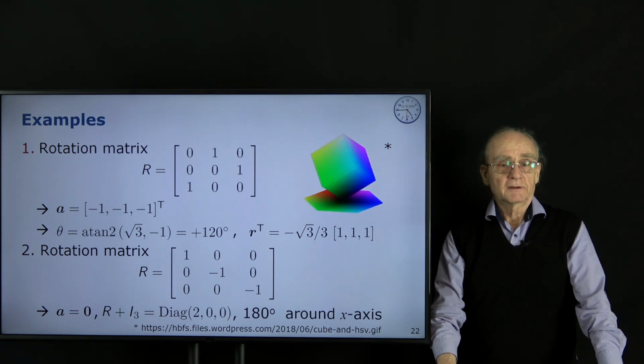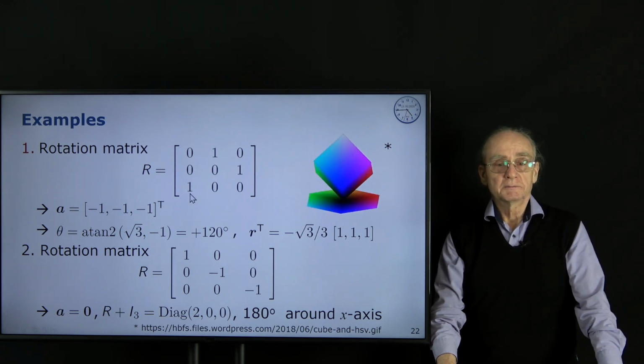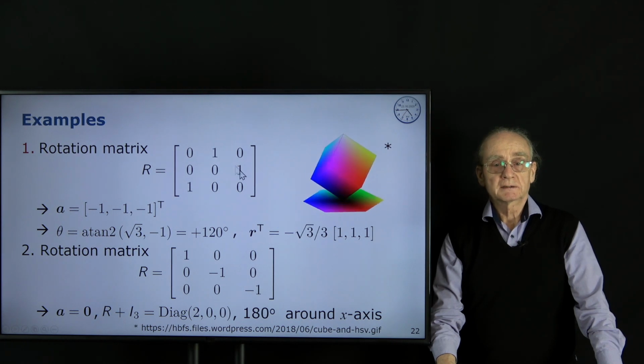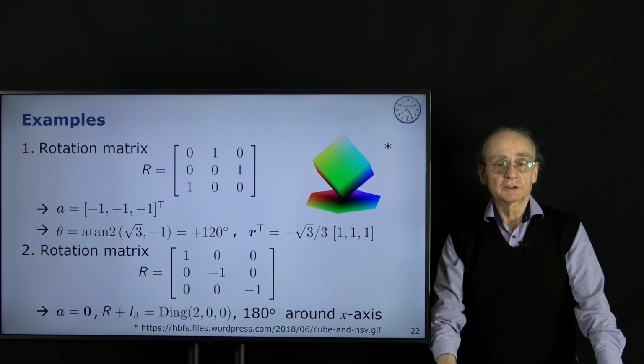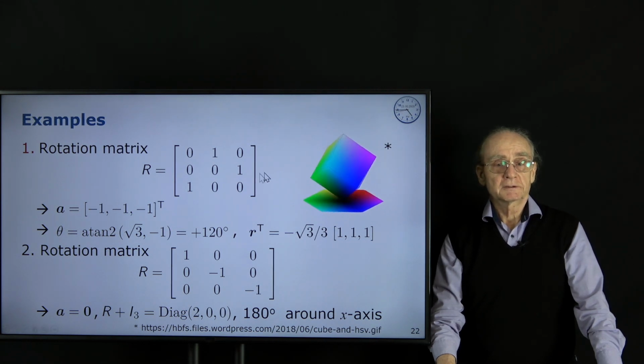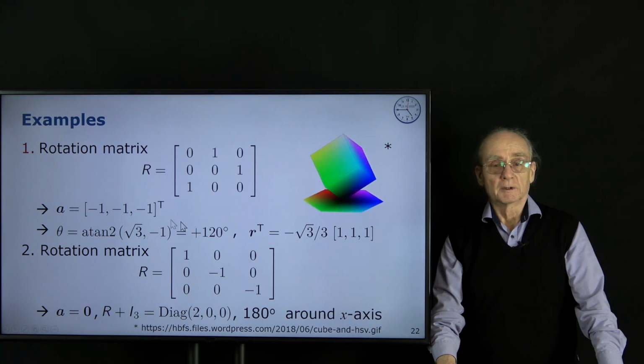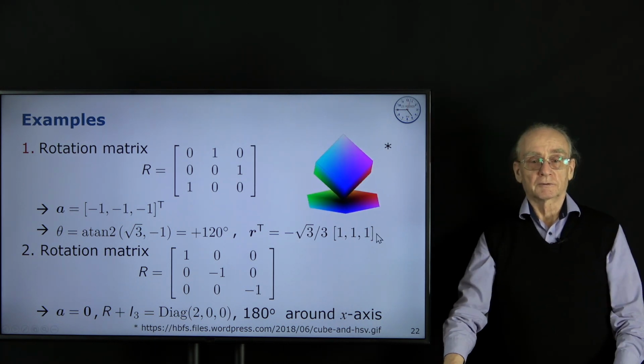Okay, take the following rotation matrix with only ones, and we would like to know what this rotation is about. So the first thing is that we see that A is the negative value of this, the negative value of this. So we have the vector A to be minus 1, minus 1, minus 1. That means the rotation axis is the normalized vector; we have to divide by square root of 3.